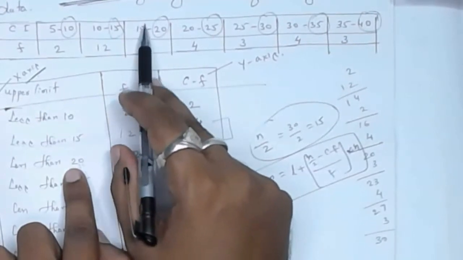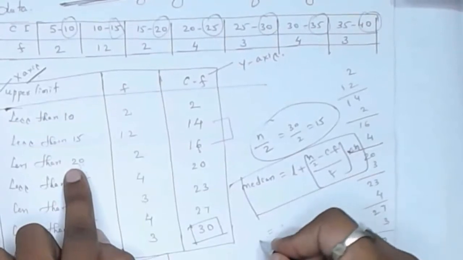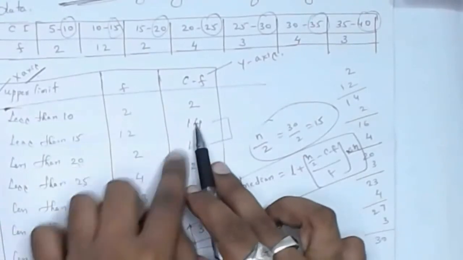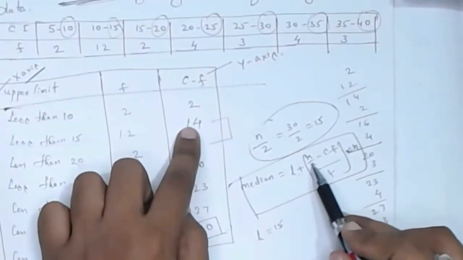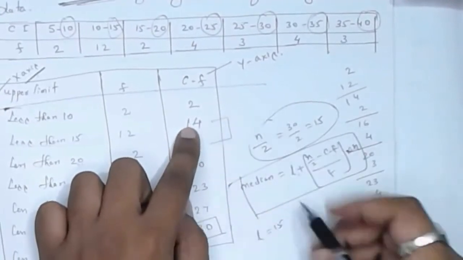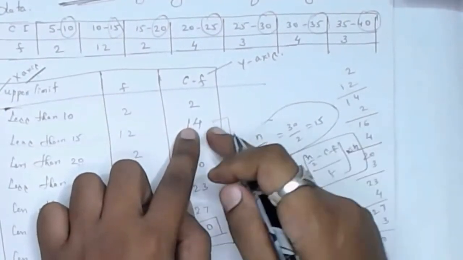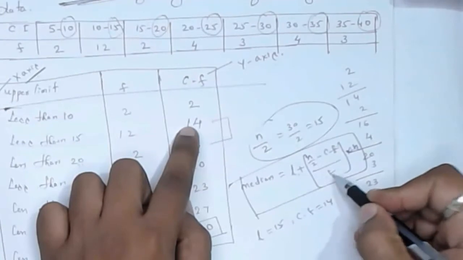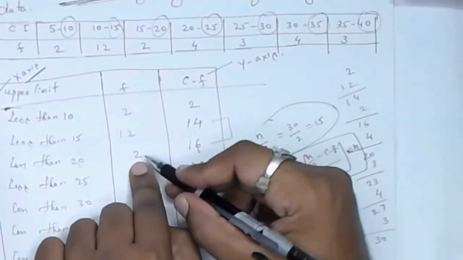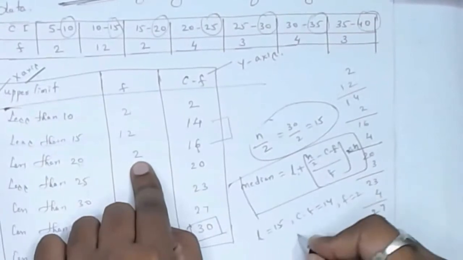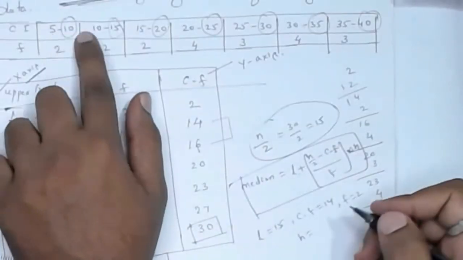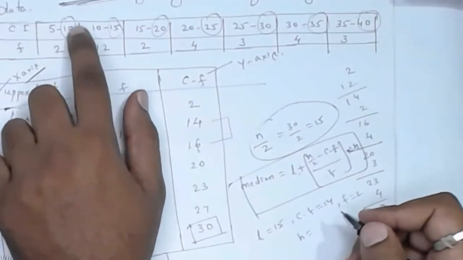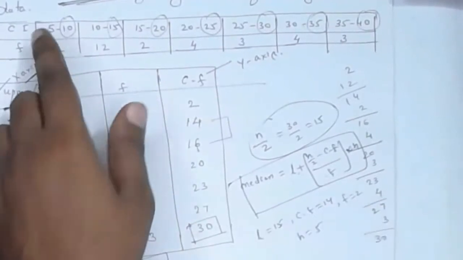In this, which is lowest? 15. So the value of L is 15. From this, we got one value, leave it. Now after L, what do we want? n by 2, leave it. Next we want the cumulative frequency, which is 14. Now after cumulative frequency, we want the frequency. Come down and take the frequency from this. What is the frequency? That is 2. And h is nothing but 10 minus 5, that is 5. Just subtract, second term minus first term. 10 minus 5 is 5. So h is 5. Got it?